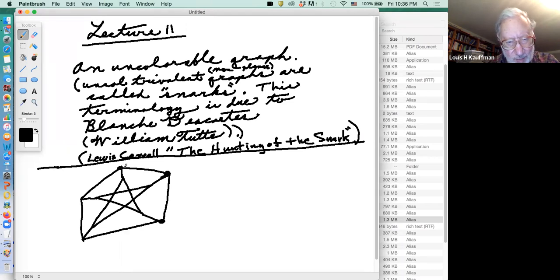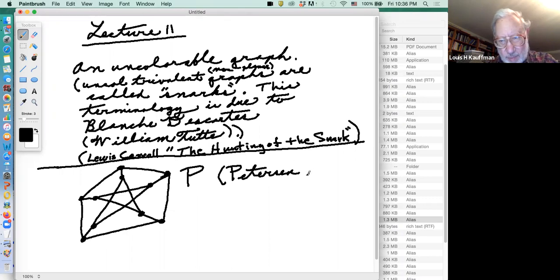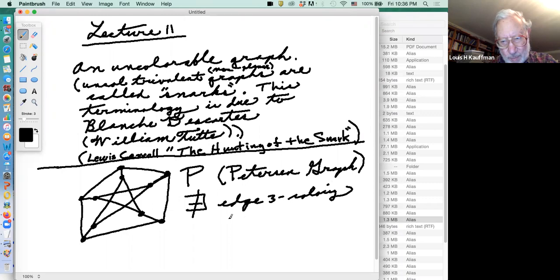So this is the uncolorable, the most famous uncolorable in all the world. We'll denote this graph by P. It's called the Peterson graph. And there does not exist an edge free coloring of P.